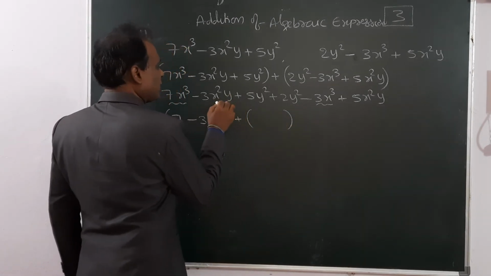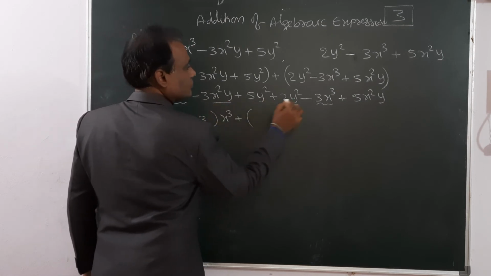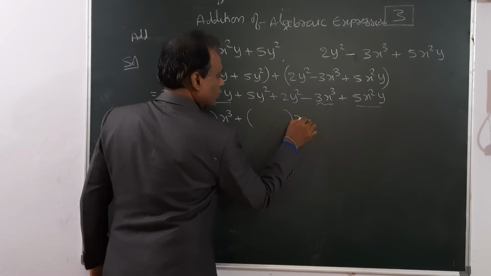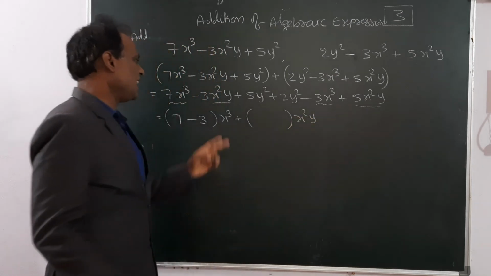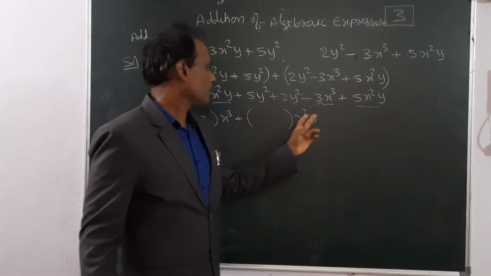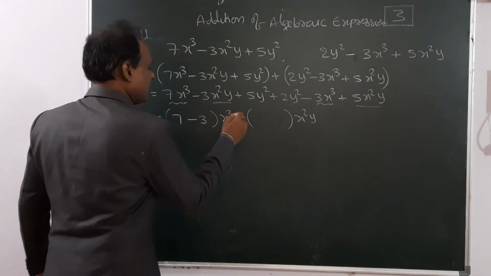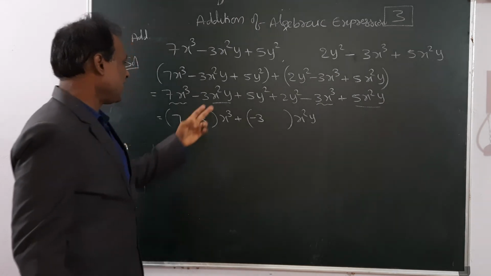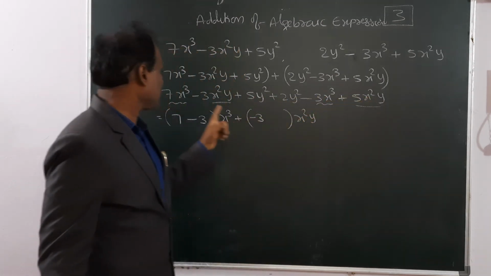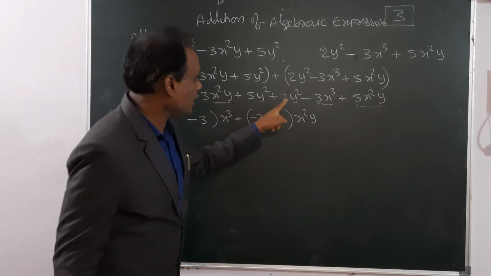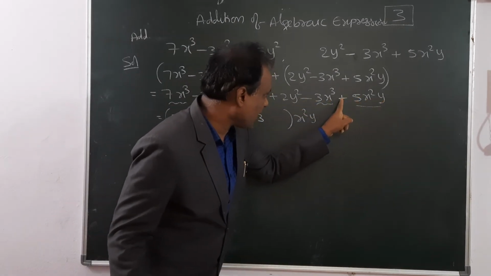Next I will take the x square y terms. These two are x square y terms. This one has coefficient minus 3. Where is another x square y term? Here, x square y term, so plus 5.